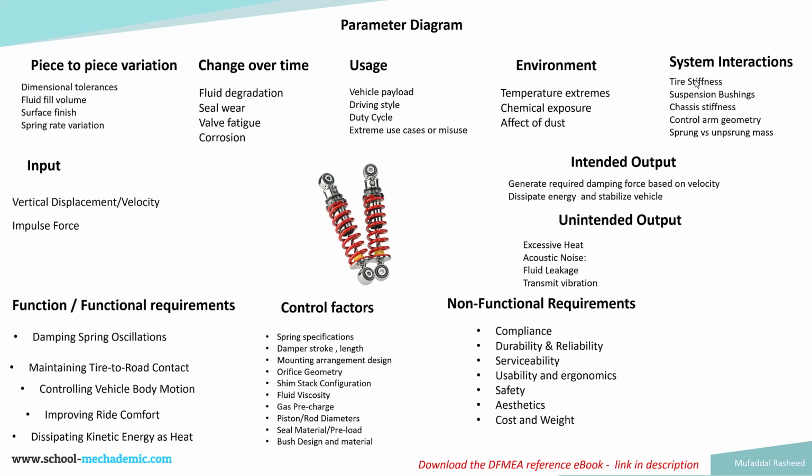Chassis stiffness also has a bearing, because the spring stiffness and the chassis stiffness have a relation in the overall dynamics of the vehicle. The control arm geometry has also an implication, although a minor one. Sprung mass versus unsprung mass has a very direct implication on the shock absorber design.